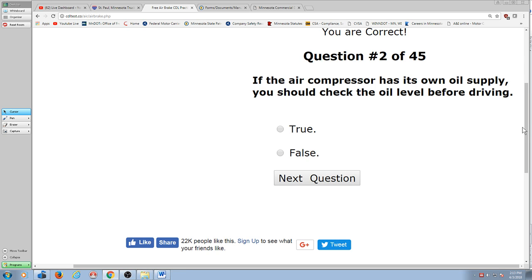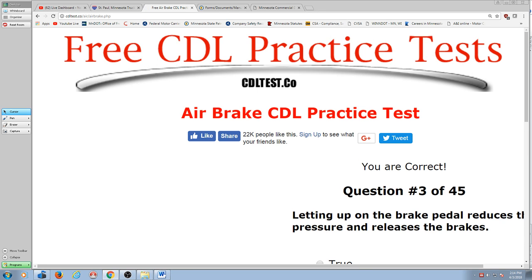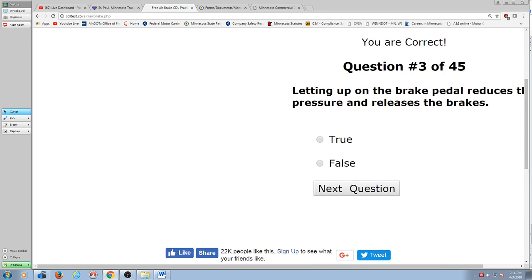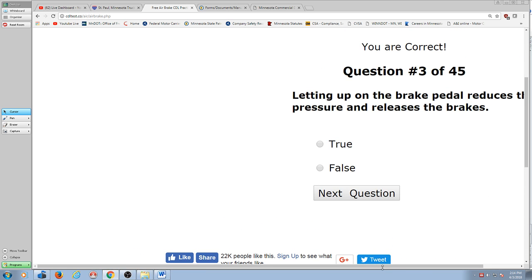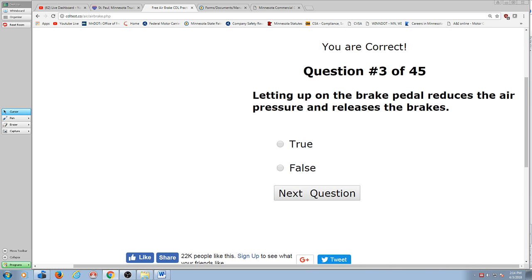So if the air compressor has its own oil supply, you should check the oil level before driving. True or false? True. Let's try true. You are correct. You're going to want to check every level of your truck when you're getting ready to go and drive. Some companies will have mechanics do pre-trips on the trucks, but I would still do a pre-trip anyway, just so that you know what's going on with it.